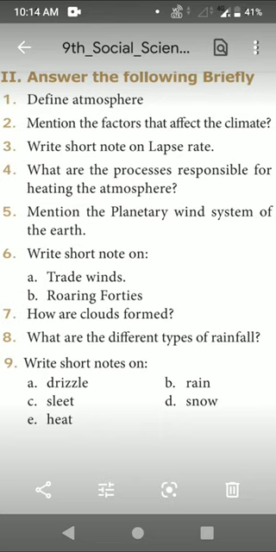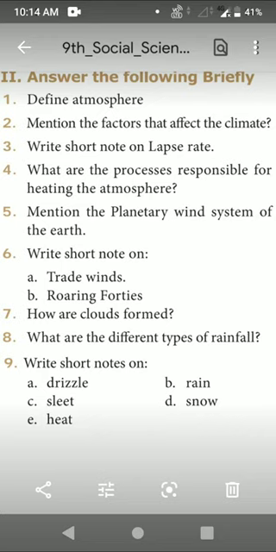Mention the factors that affect the climate. The factors that affect weather and climate are latitude or distance from the equator, altitude or height above the sea level, nearness to the sea, nature of the prevailing winds, mountain barrier, cloud cover, ocean currents and natural vegetation.